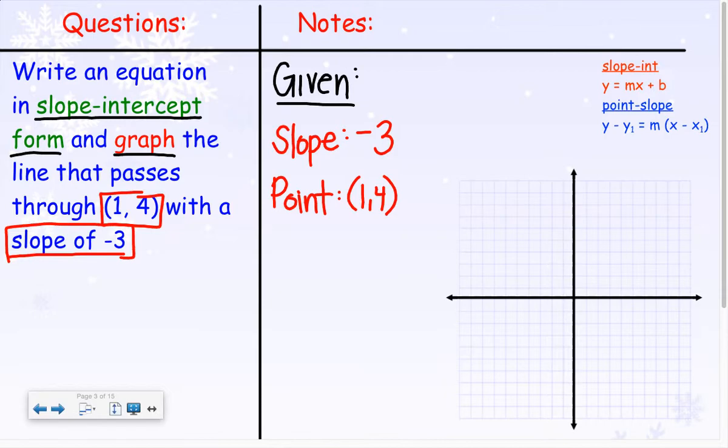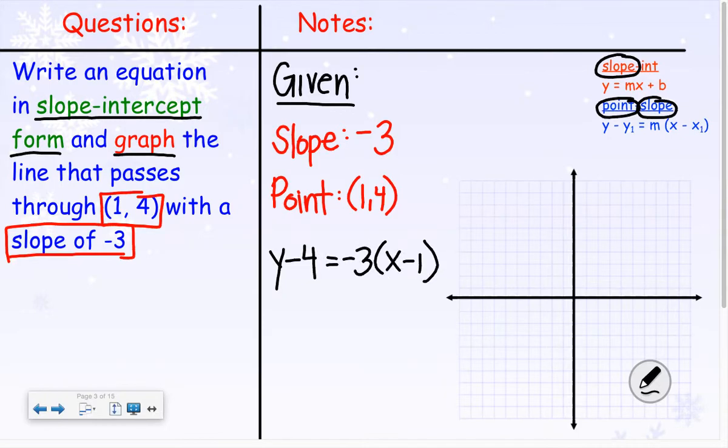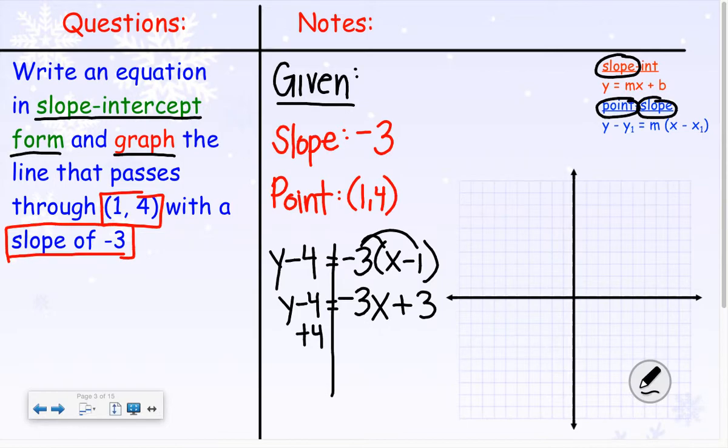Let's go over to our formulas. I have a slope, which is in both of these formulas. The other thing I have is a point, which is just in the bottom one. I don't have an intercept in the top one. Since I have both things I need for point-slope form, let's use point-slope form. So y minus 4 equals negative 3 times x minus 1. Negative 3 times x is negative 3x. Negative 3 times negative 1 is positive 3. Bring down the y minus 4 and add 4 to both sides.